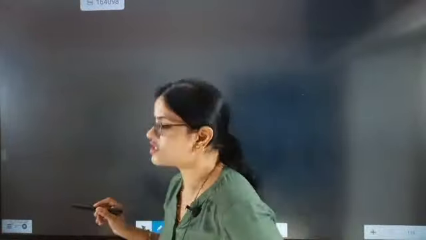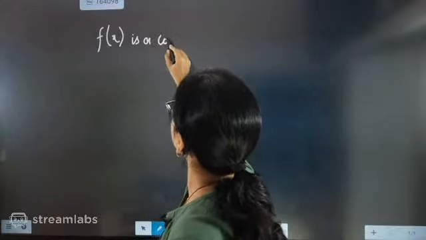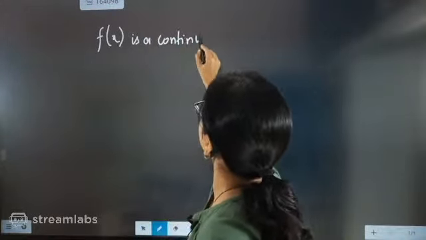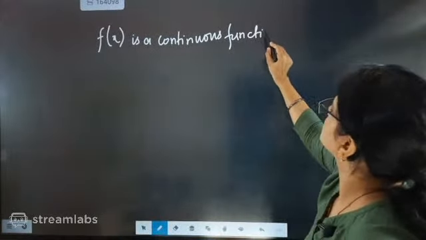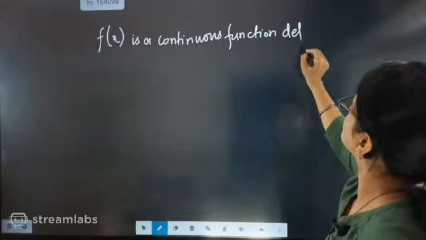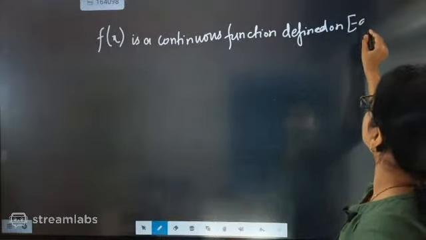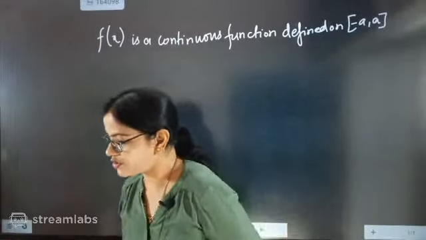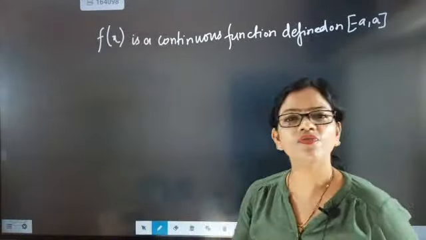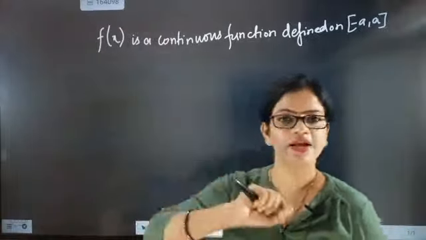So f of x will be a continuous function. F of x is a continuous function defined on closed interval minus a to a. Okay, now what is f of x? F of x is a closed interval and it is defined on minus a to a.